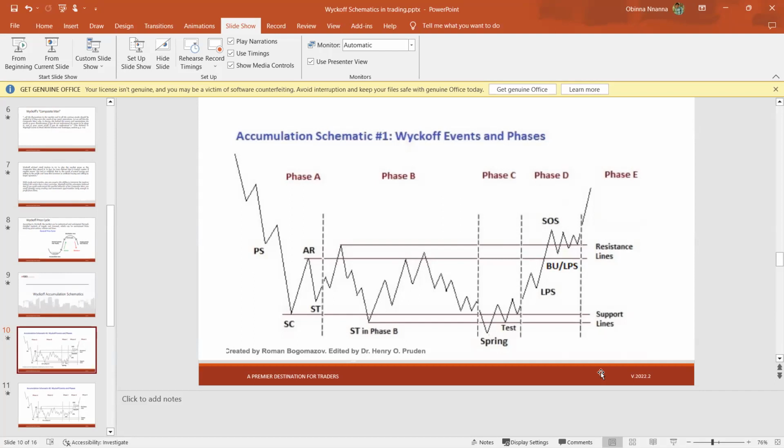And then you see AR, which stands for automatic rally. Now, the AR should not exceed the PS. That means it should not go above here like this. If not, it's a different thing entirely, right? So the AR should be somewhere below this whole action here.